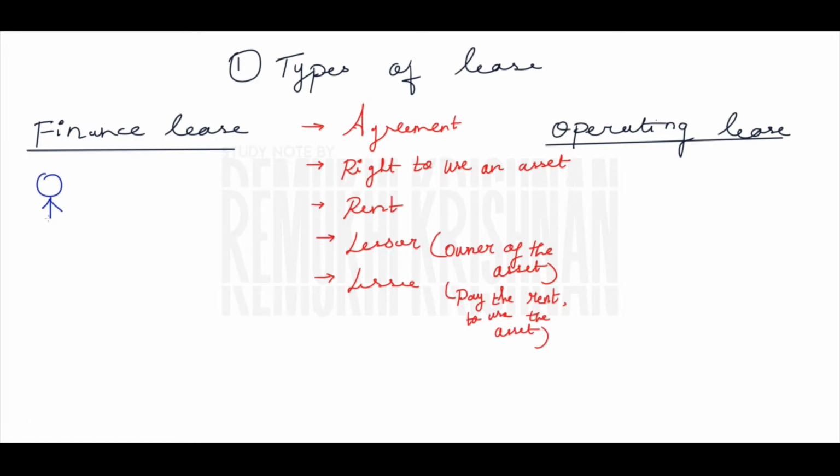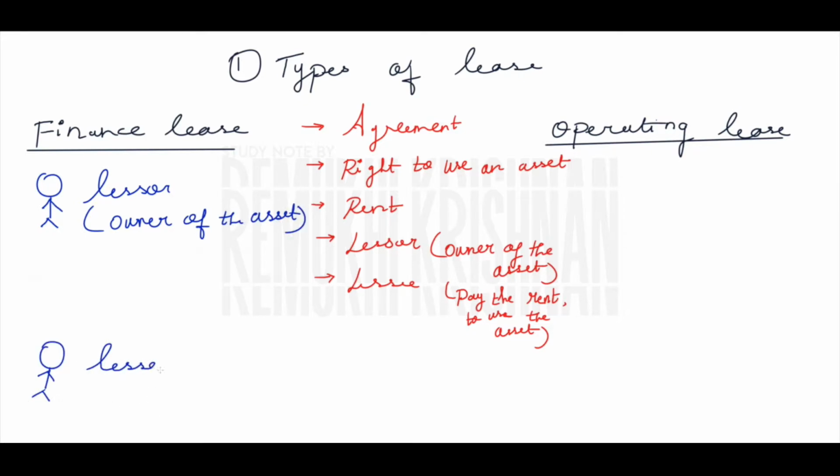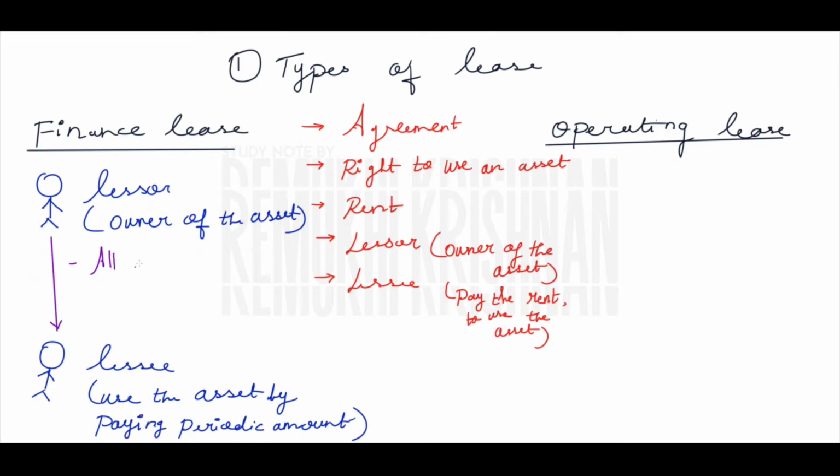So what is the difference? These are the common points, so let us see what the differences are. In finance lease and operating lease, under both these leases there is a lessor and lessee. The first person is the lessor. The second person, which I draw below the first person, is the lessee. What happens here is the first person provides his asset to the second person with certain conditions.